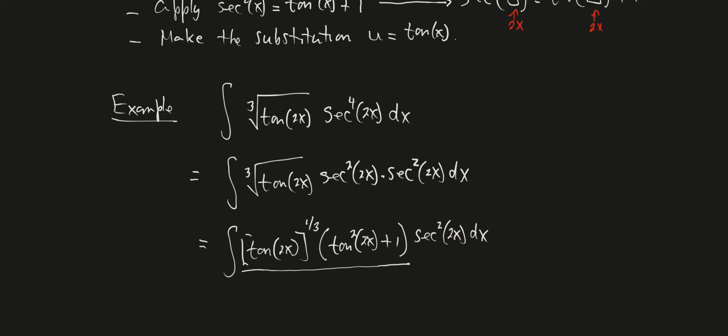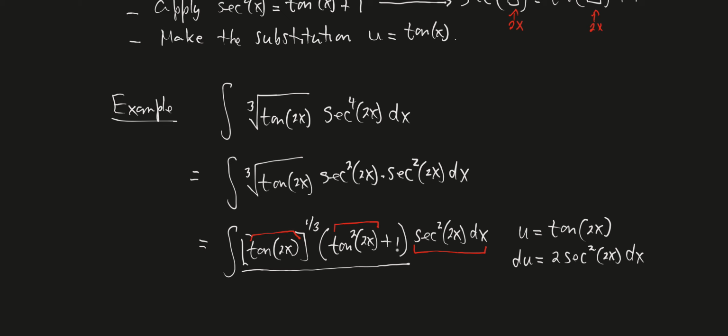If I have tangent of some other quantity, and then secant squared of that same quantity, then the u from my u substitution will be the tangent of 2x. Because when I differentiate this, here's my du. Because of the chain rule, I end up having 2 secant squared of 2x dx, right? So what do we end up with? So I will be able to replace this one, and in a second I'll write down what the replacement is, and then I'll be able to replace this and also this.